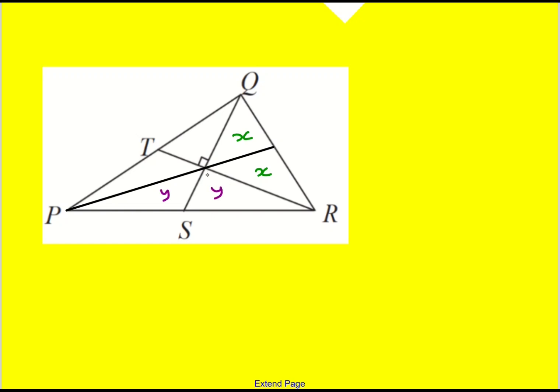They have the same base and the same perpendicular heights here. So y and y. At the moment, we don't know that they're all the same. That's what we're trying to prove. And then we've got z and z.